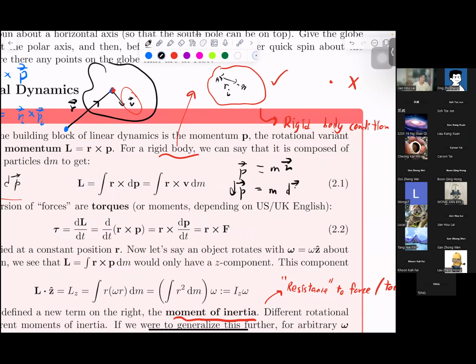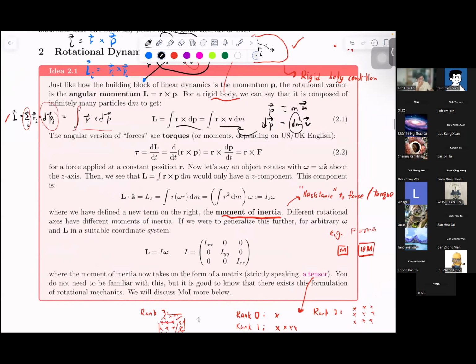Because you consider the mass to be infinitesimally small, it will be infinitesimal masses. We can substitute this relation into two forms. That's why we define the torque.